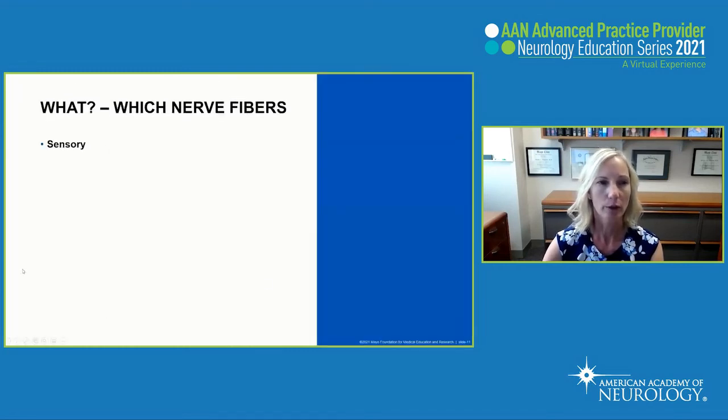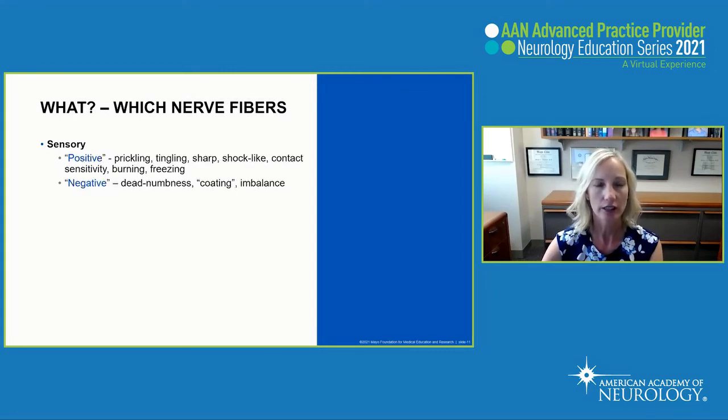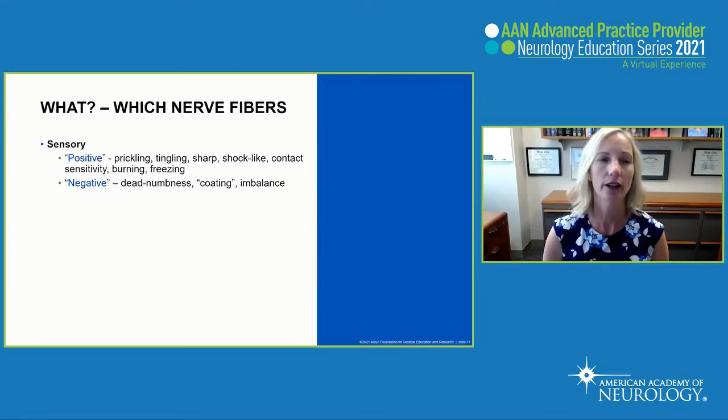So let's first talk about the what. So these are what sensory nerve fibers are involved. So first, we're thinking about sensation. So we like to think about these in terms of what causes positive neuropathic sensory symptoms. Those are the ones that shouldn't be there, like prickling, tingling, sharp, shock pain, sensitivity to touch, allodynia, burning, or freezing types of symptoms. Versus those that are a negative or a lack of feeling.